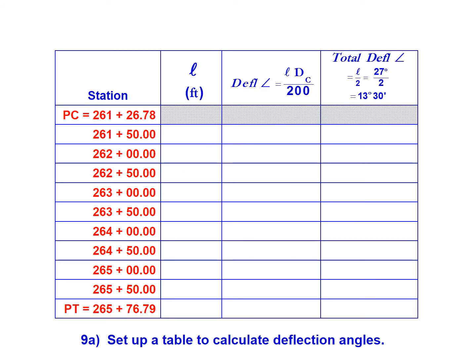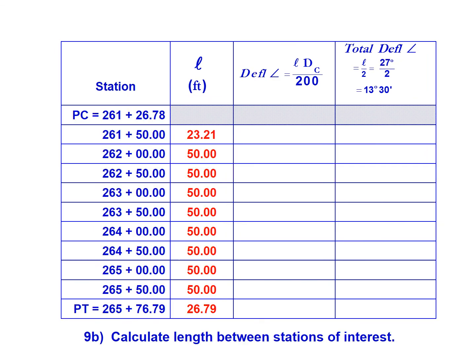Now we need to set up a table to calculate our deflection angles. We were asked for every whole and half station between the PC and the PT. So we start with the PC and then label every 50 and whole station until we reach the PT. Next, we want to find the incremental lengths, the lowercase l. So from the PC to our first half station is 23.21 feet. The distance in the remaining points of interest are 50 feet until we reach our PT, and then the incremental distance there will be 26.79 feet.